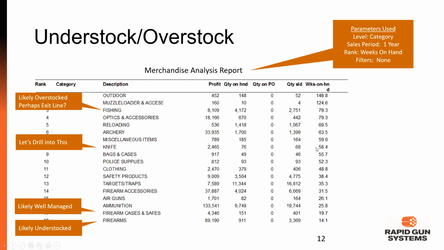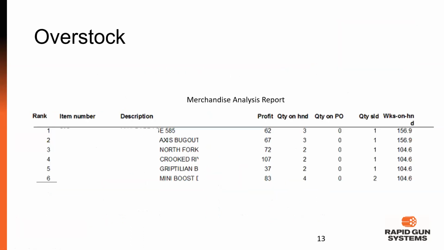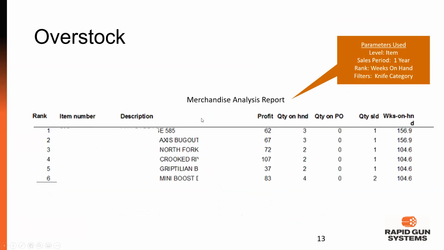Or are there things that we can do in this category that could make this run a little bit better? That's what this report is, again, the same merchandise analysis report. The difference is I ran it by item. I ran it for a year. I ranked it by weeks on hand, and I filtered it so that I'm only looking at the knife category.